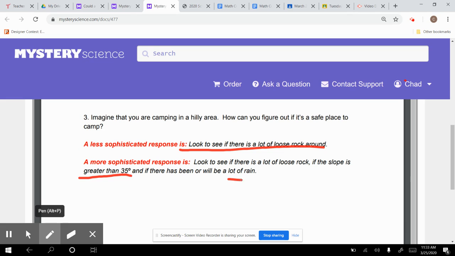And has it been raining? If it has been raining and it's greater than 35 degrees and you're near that slope, it's probably not a good place to camp. But if it's less than 35 degrees and it has not been raining, then your risk of being in a landslide is pretty low. So that's the answer for the 3 questions from Mystery Science.